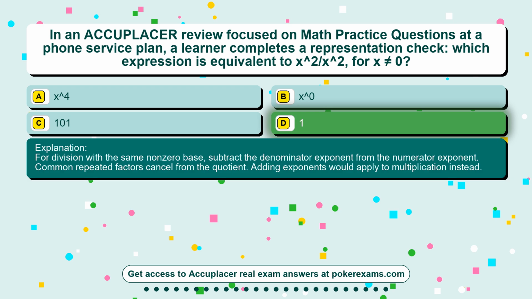For division with the same non-zero base, subtract the denominator exponent from the numerator exponent. Common repeated factors cancel from the quotient. Adding exponents would apply to multiplication instead.